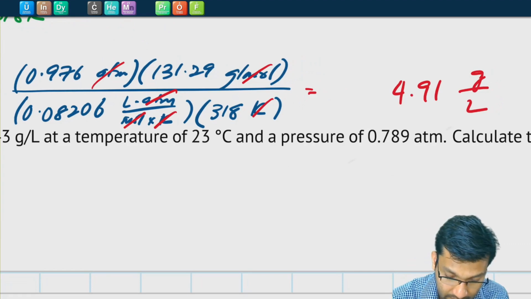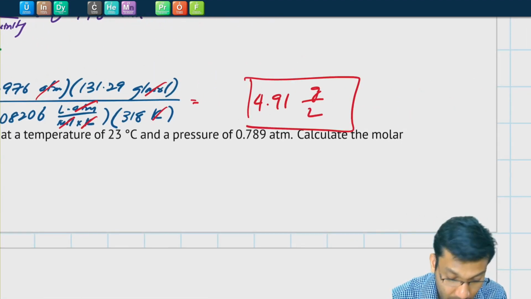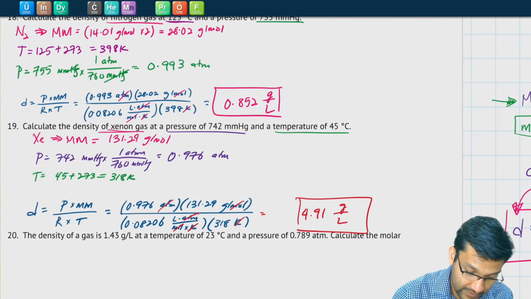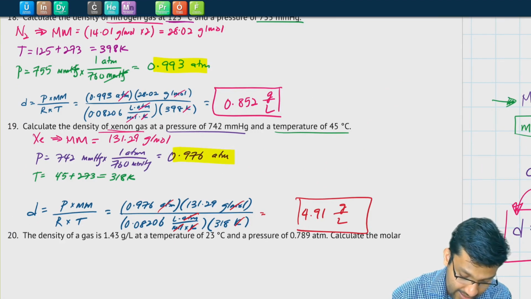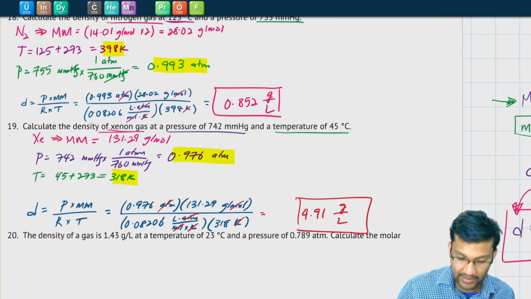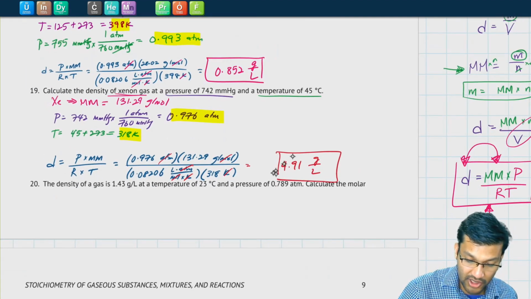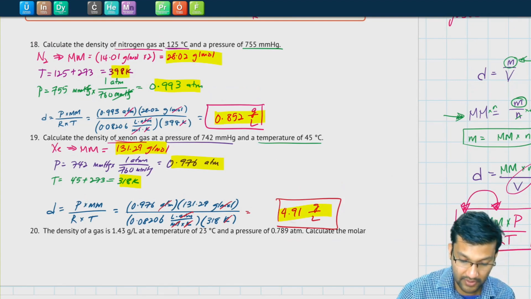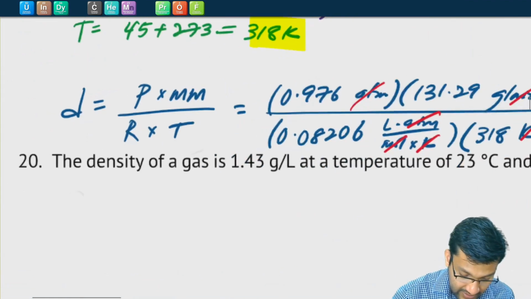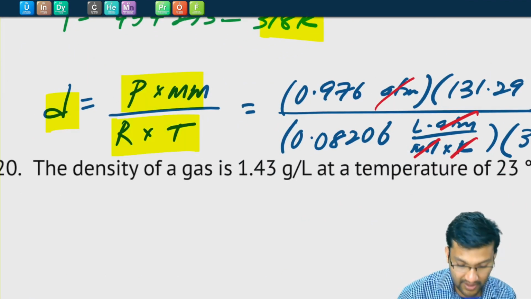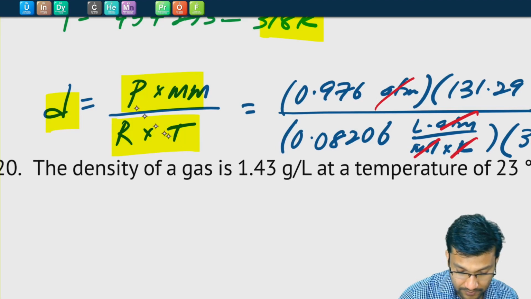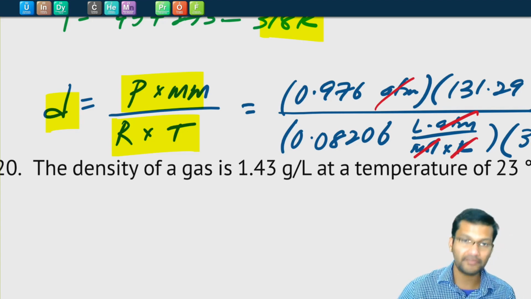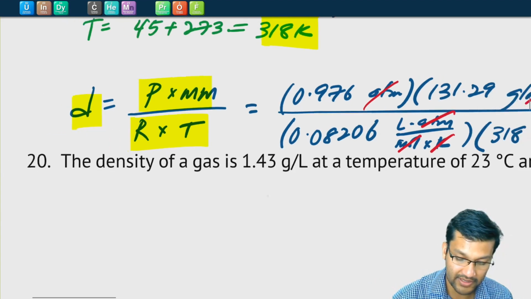4.91 grams per liter. So here's a situation where we have two different gases in these two questions with different molar masses and different temperatures, and we see that one has a much higher molar mass compared to the earlier one, and also a much higher density. If we look at this equation, the density is equal to pressure times molar mass divided by R times T. If the pressure and the temperature are the same, then the density is related to the molar mass. The higher molar mass you have, the denser your gas. The lower the molar mass, the lower the density of the gas.